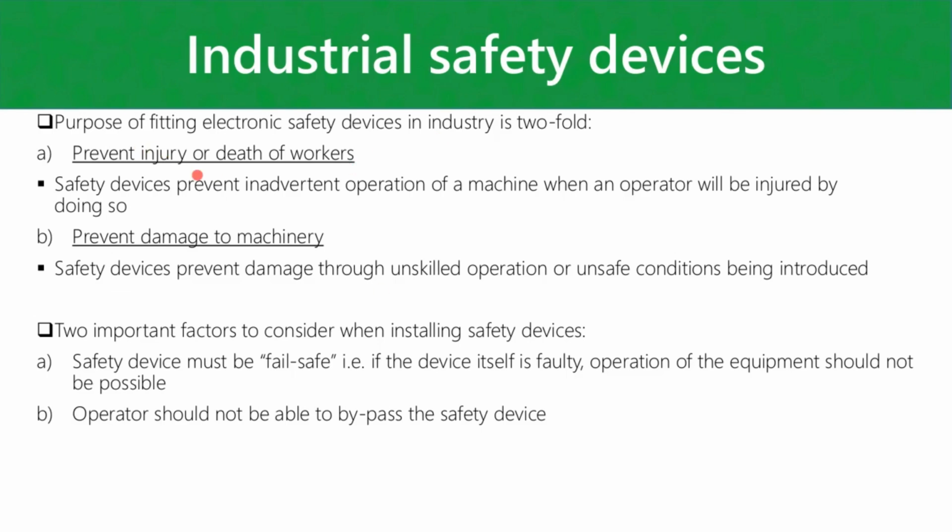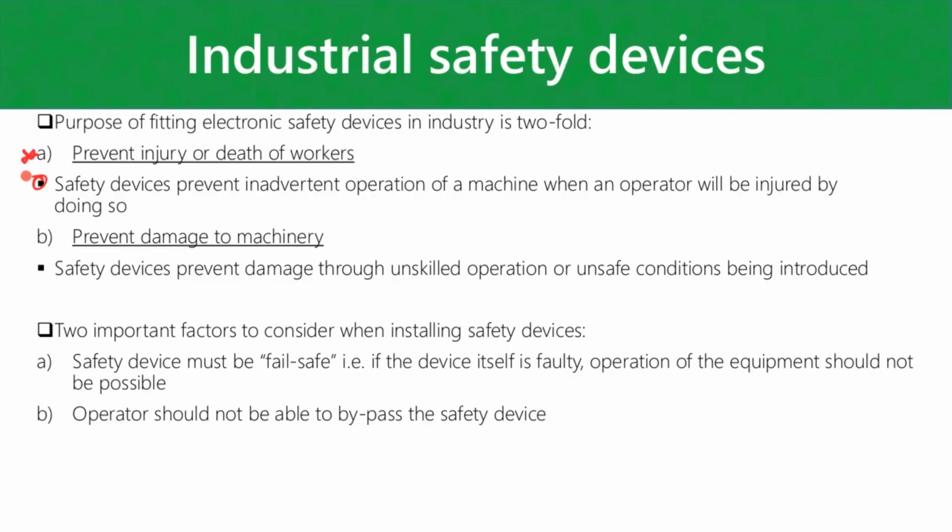So the purpose of electronic safety devices, there are basically 2 things that it does. First being that it will prevent injury or death of workers. Now, injury or death in the workplace can actually be quite detrimental to productivity. And actually, it's also a very big financial hit that a business can take. So it is actually very important then that your safety devices will prevent inadvertent operation of your machines, especially in the case when an operator will be injured by that inadvertent operation.